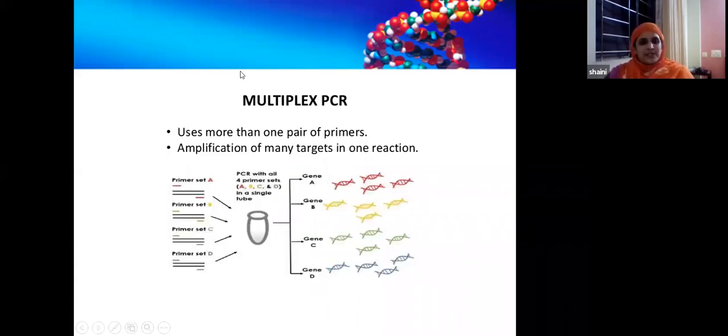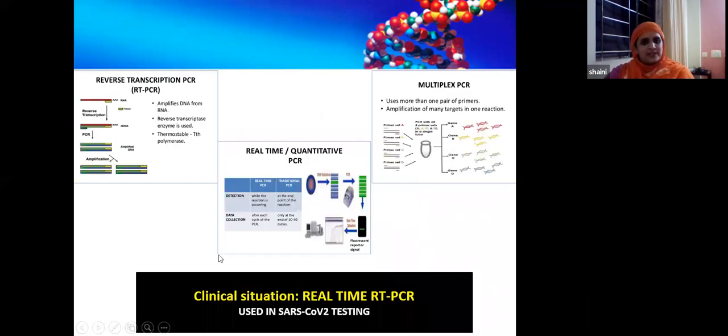Now coming to multiplex PCR. Here, we want to test different parts of a gene. We put primers for different parts, and different segments of the gene are assessed together. For example, this is primer set A, this is primer set B, the third primer, the fourth primer. So a lot of segments of the DNA are tested in one go. This is called multiplex PCR, amplification of many targets. A combination of all this is what is used for SARS-CoV-2 testing. That is our COVID virus.